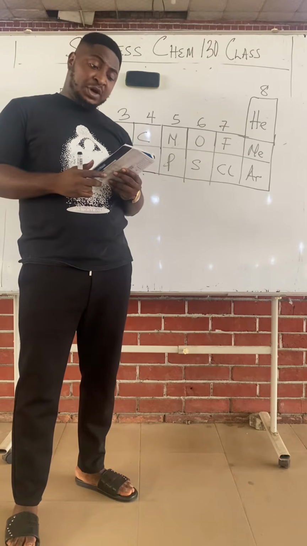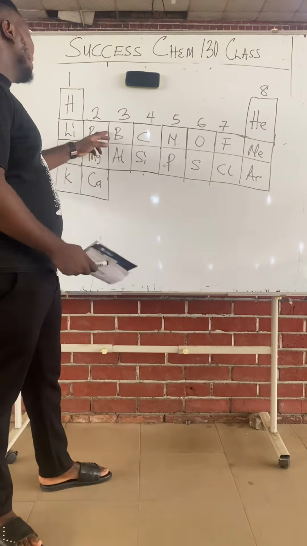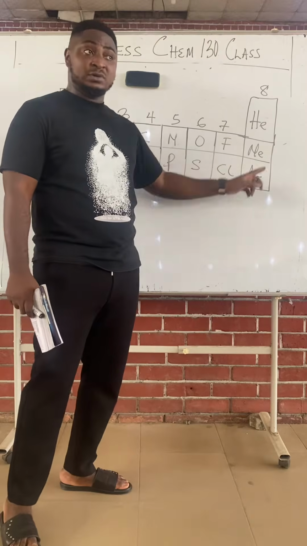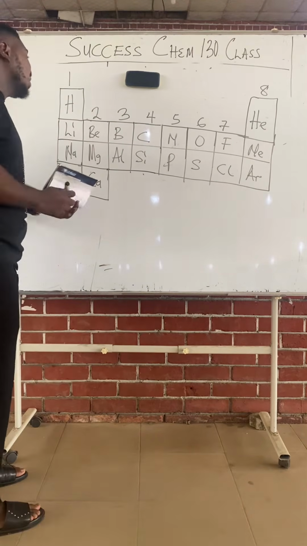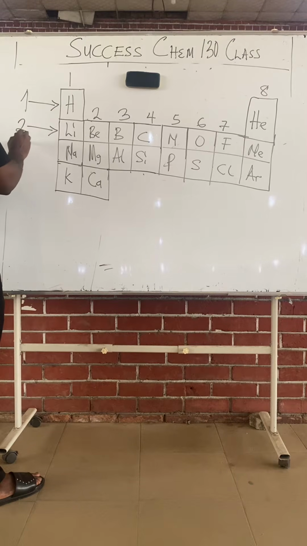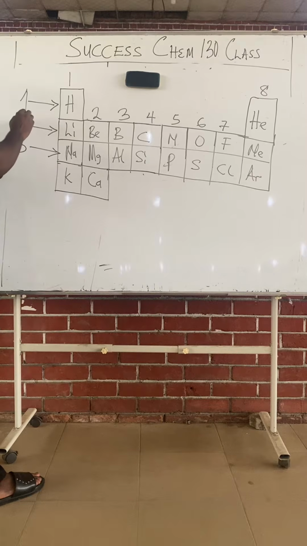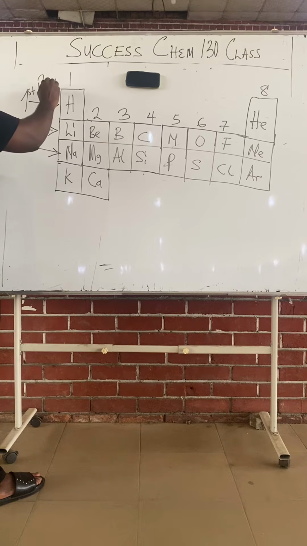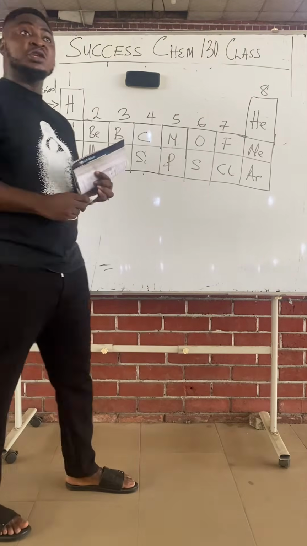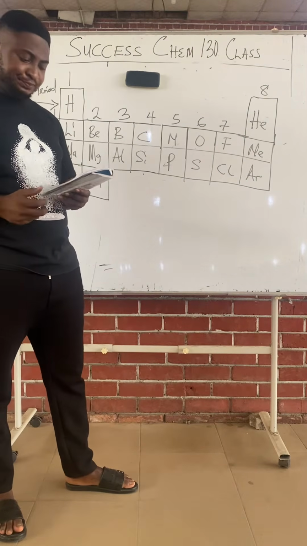The second and third periods contain 8 elements each. 1, 2, 3, 4, 5, 6, 7, 8. So class, this is period 1, this is period 2, this is period 3. The second and third periods contain how many elements? 8 elements each.